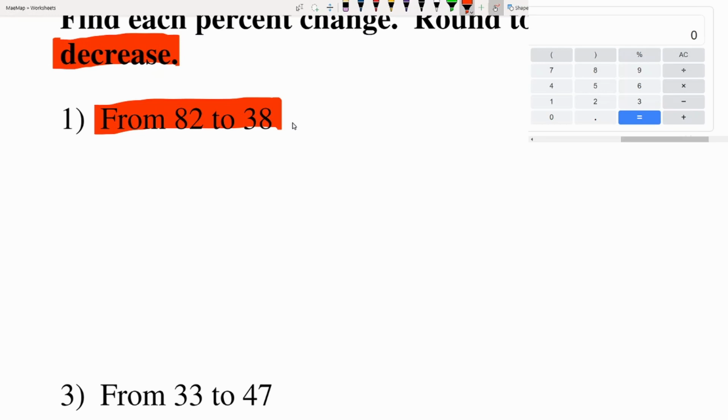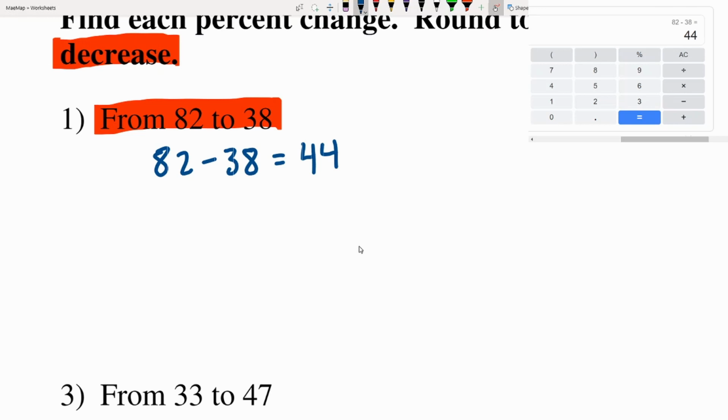Now, how do you find that percent change? Well, in order to find the percent change, we first have to find the change. So the change from 82 to 38. And to find the change, I'm going to take the larger number and subtract the smaller number. So I'm going to do 82 minus 38. What does that equal? Feel free to do this in your head, or a quick double check with the calculator, since we're going to need it later anyway, it is 44. So going from 82 to 38 is a change of 44 units.